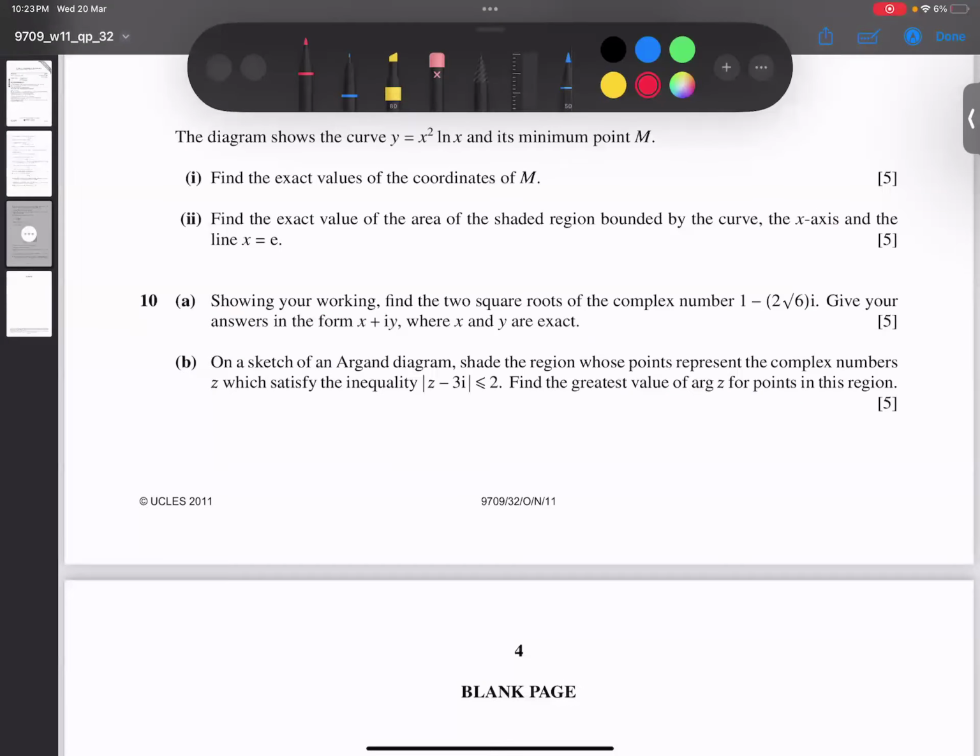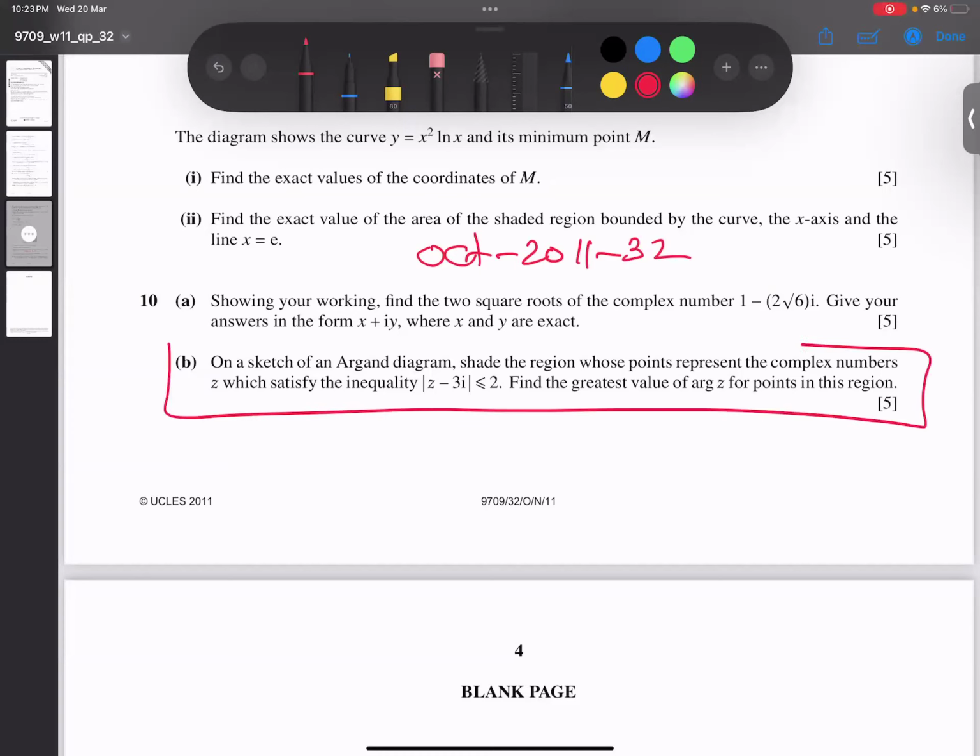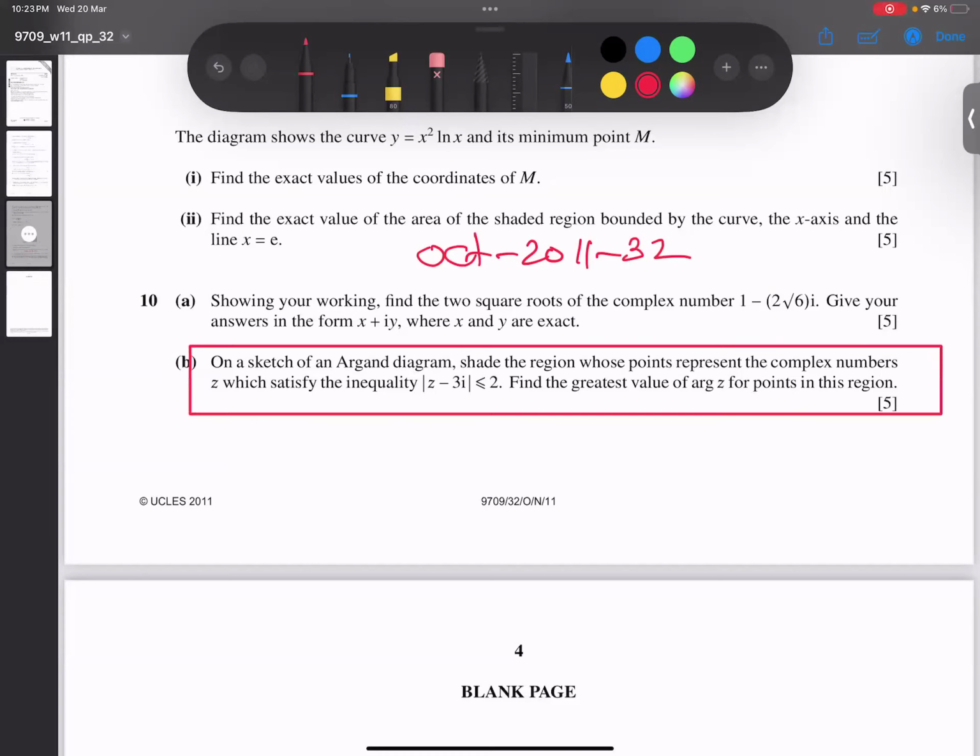Yes, student, this is October 2011 variant 32, question number 10, but I will give you only part B. For 5 marks, he is asking for the greatest value of the argument of z. So take your time and try. First you sketch it, but I will give you a clue on how to start, because some students don't know how to start it.